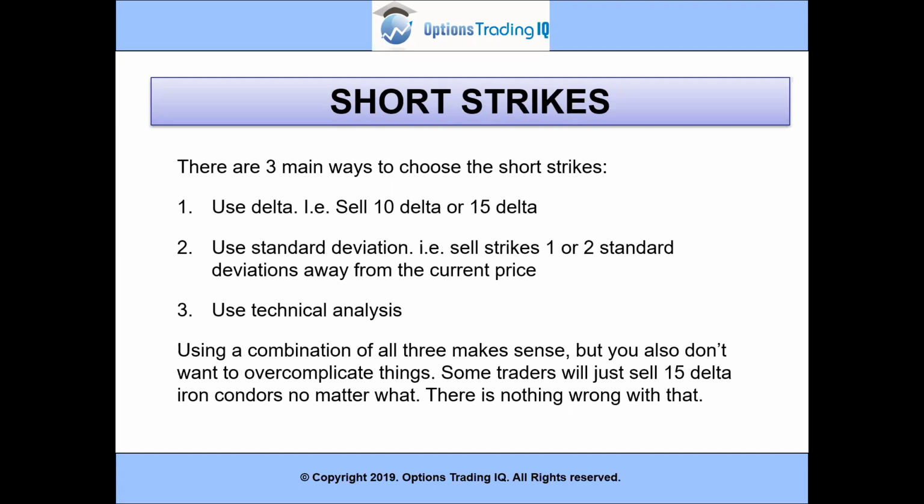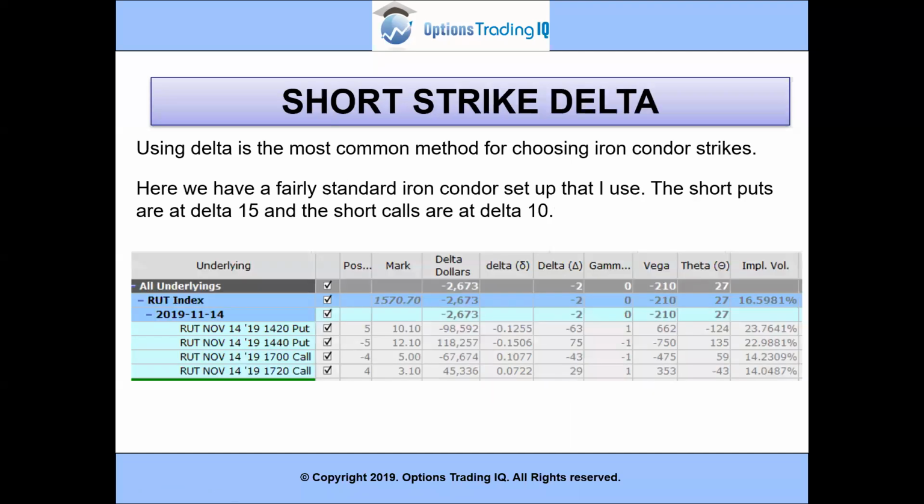But you don't want to overcomplicate things. Some traders will just sell 15 delta iron condors no matter what, and there's nothing wrong with that. So as I said, number one is the main thing for me. It's the delta. But then I'm also looking at the chart as well and seeing if there's any technical support or resistance levels, moving averages, things like that. And I might tweak the level of the delta based on that. So using delta is the most common method.